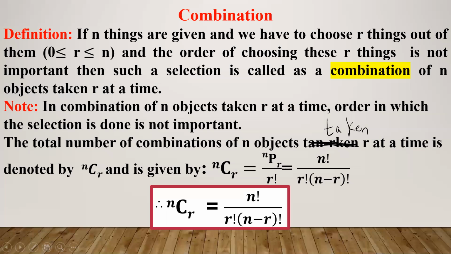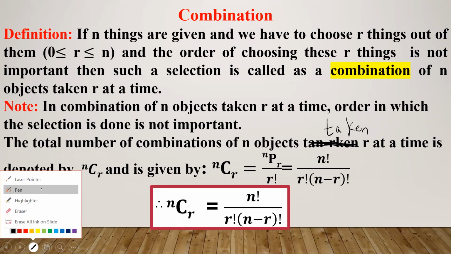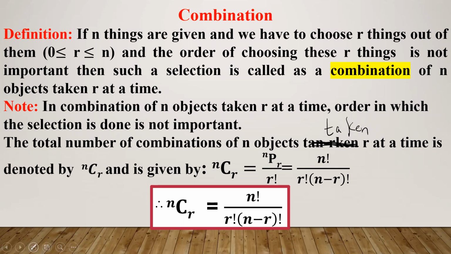Now what was our nPr? What was the formula for nPr? nPr was n factorial divided by n minus r factorial. That was our formula, right? n factorial divided by n minus r factorial.